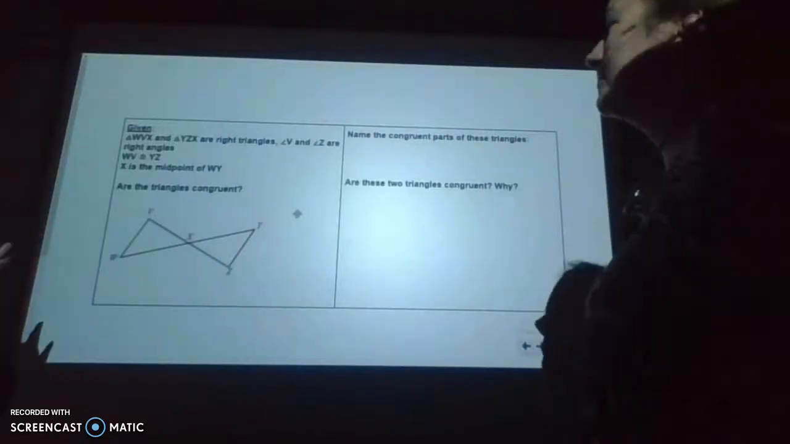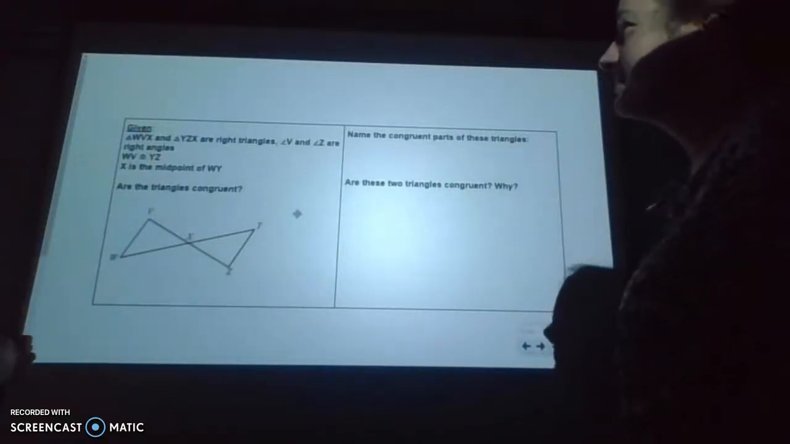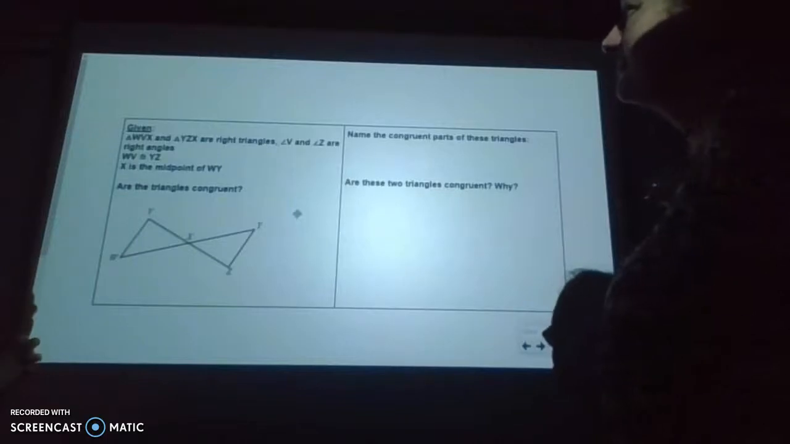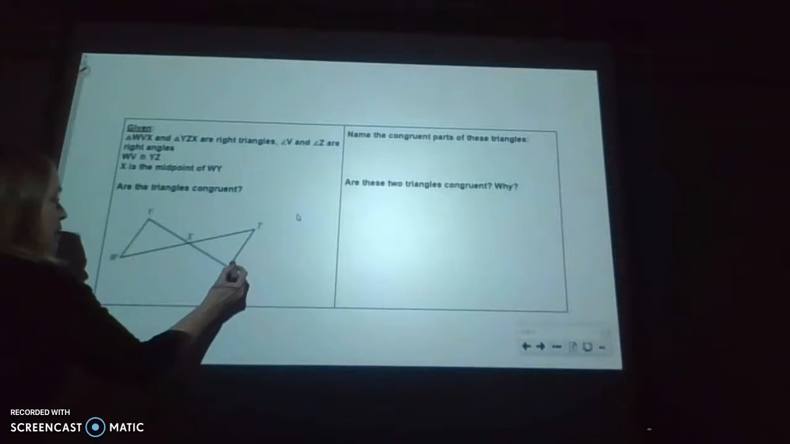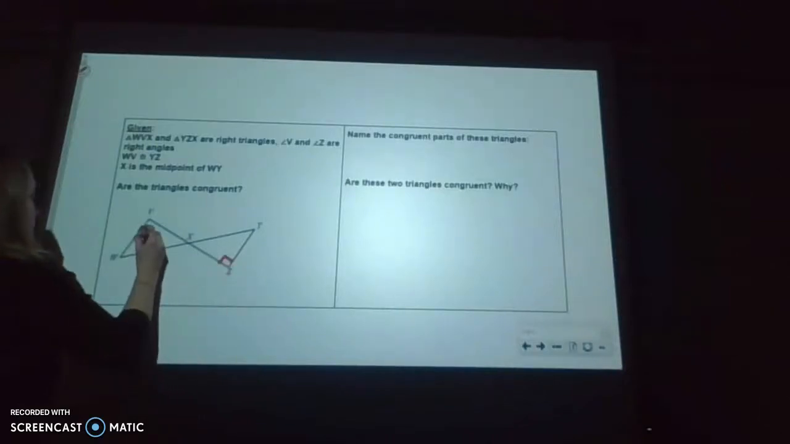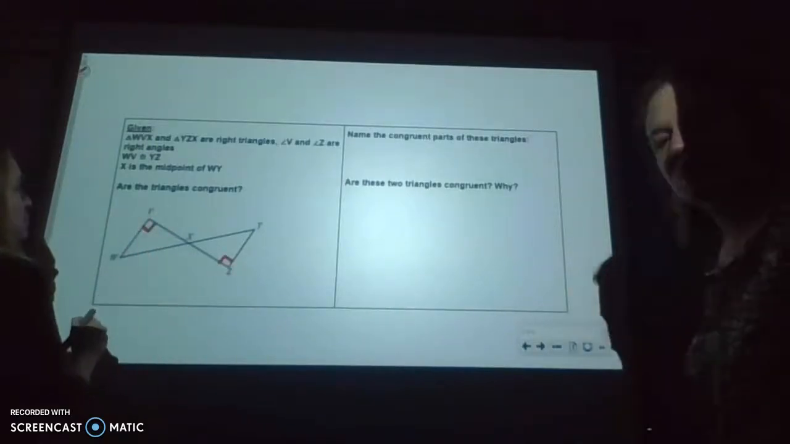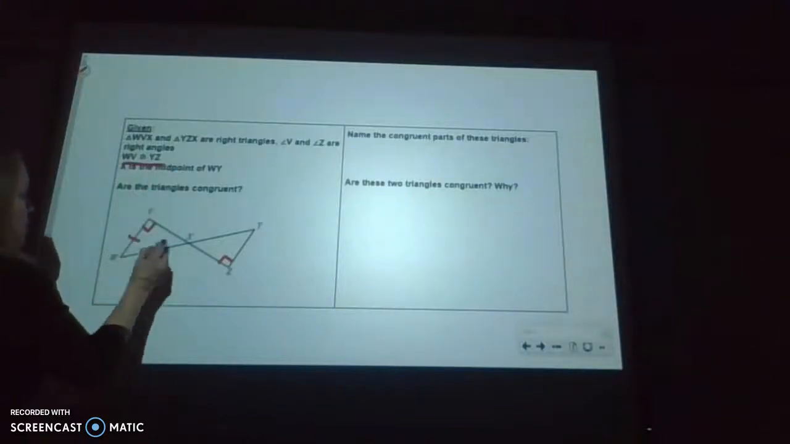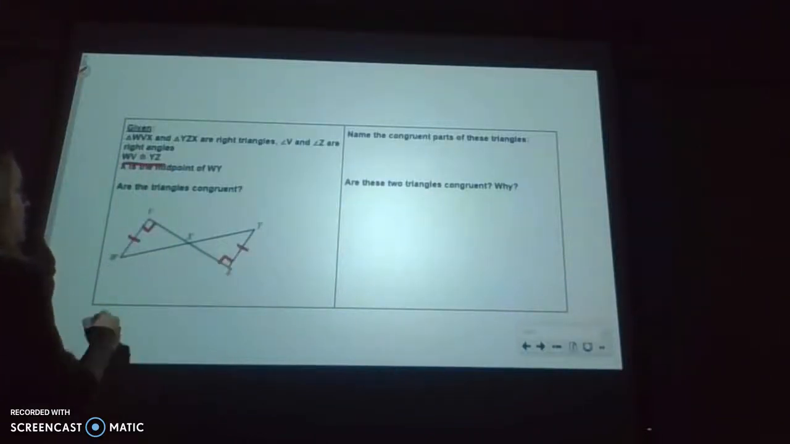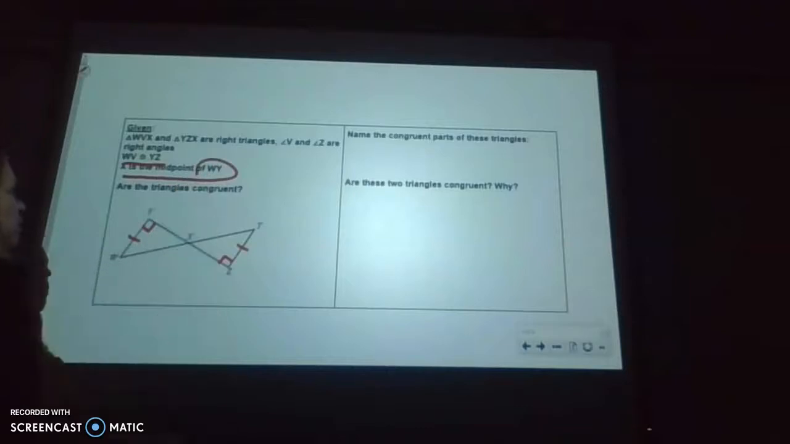Okay, go for it. Triangle WVX and triangle YZX are right triangles. Angle V and angle Z are the right angles. Oh wait, so you're marking it right away, Miss Sunshine? You're drawing on the picture? I am. Yeah, we tell you guys, you need to do that. Then it says WV is congruent to YZ, so I'm marking those. Cool. X is the midpoint of WY.